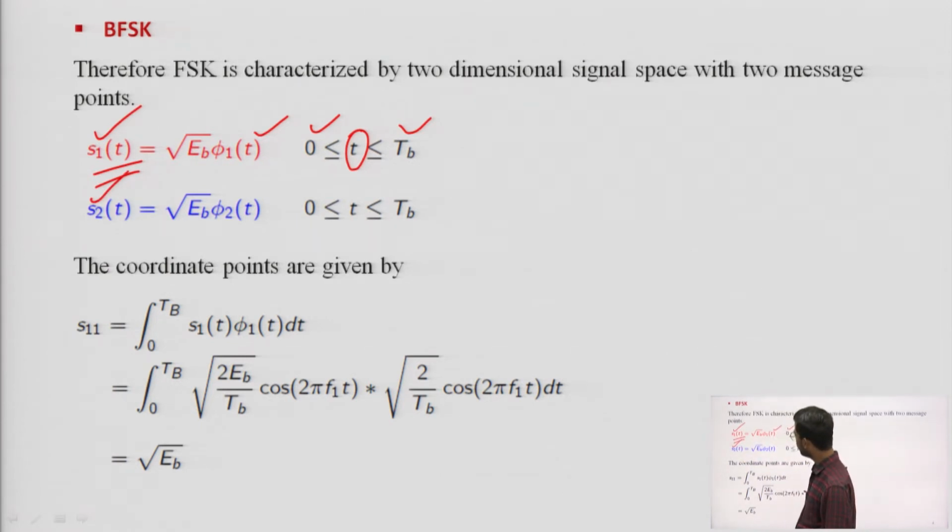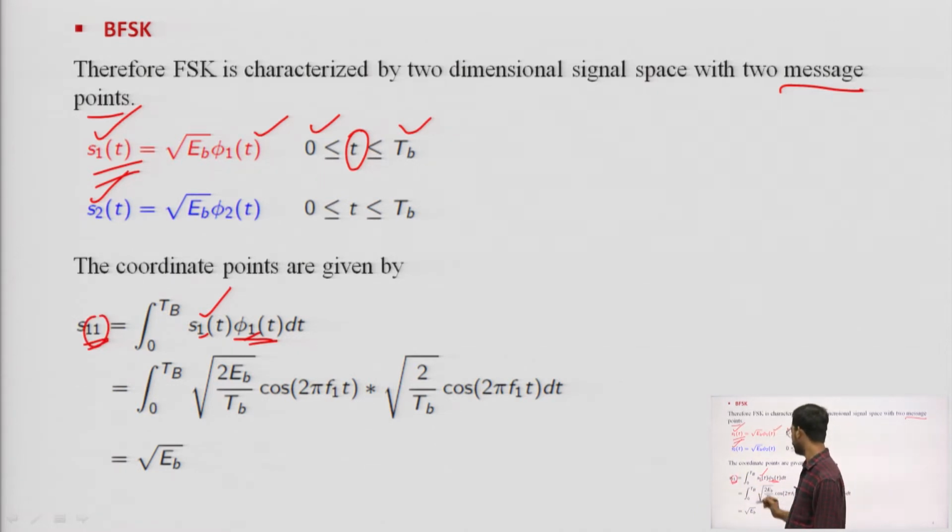I want the coordinate points, where exactly those points are located. So S11 is nothing but the integration from 0 to TB of your message signal S1(t), multiplied by the corresponding basis function, that is your phi 1(t). That is why it is written like S11.